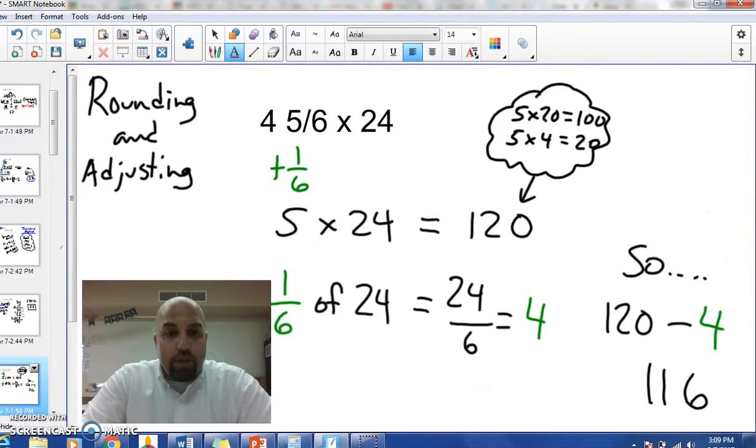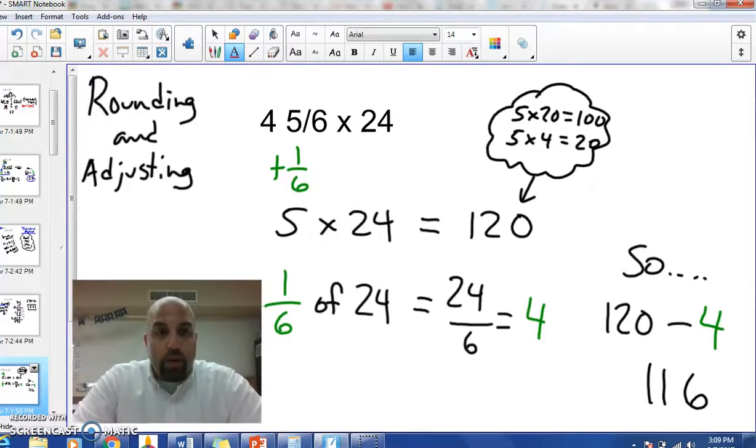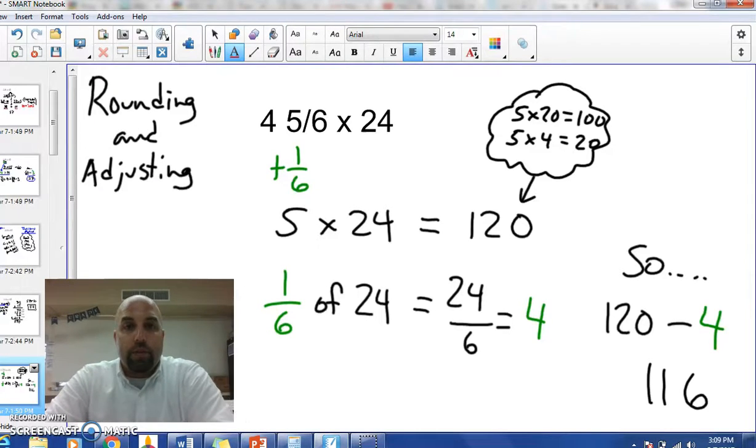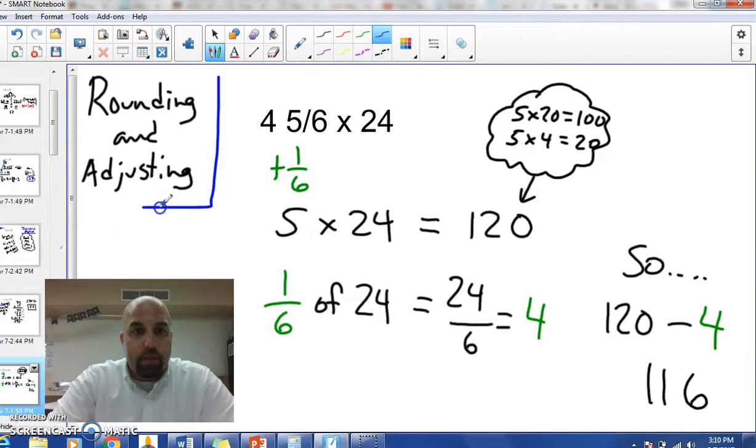Here we go into another neat problem, which was our fraction multiplication problem. Our problem was 4 5/6 times 24. I really hoped that this was going to be a slam dunk for you. So let's investigate 2 different methods for how to solve it. The first method that we're going to use is rounding and adjusting. Good old rounding and adjusting, which we use with decimals as well.